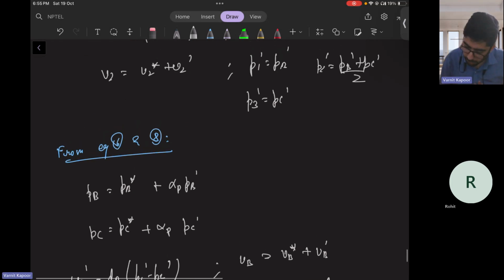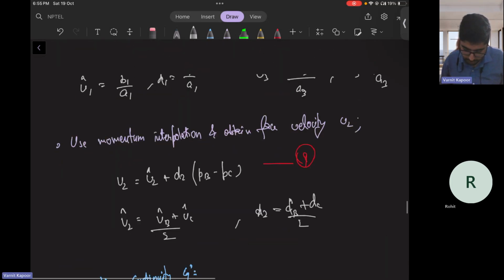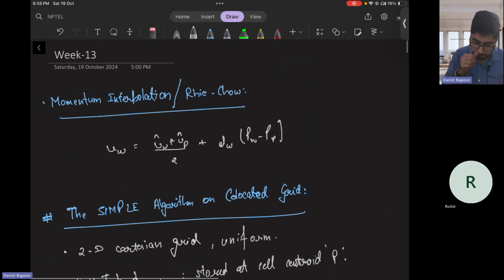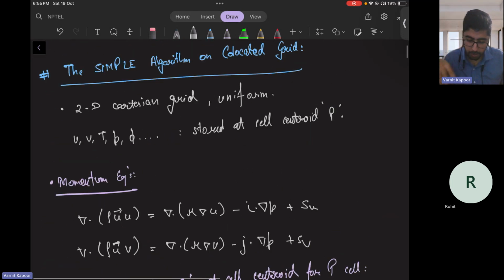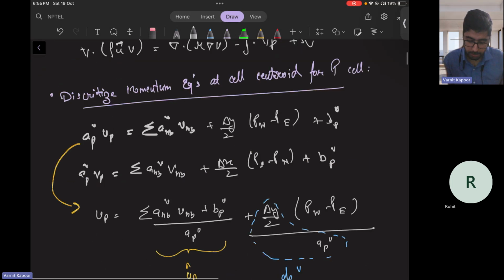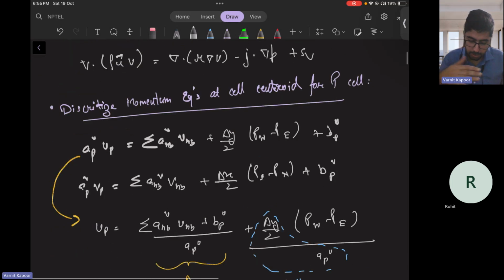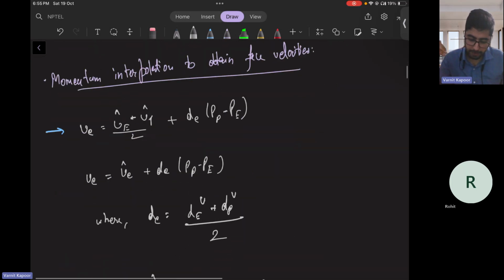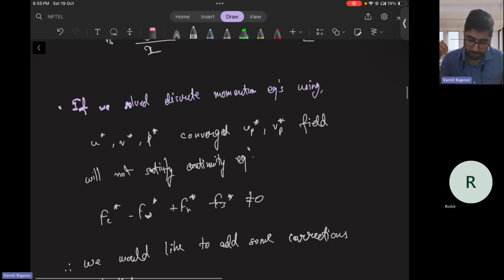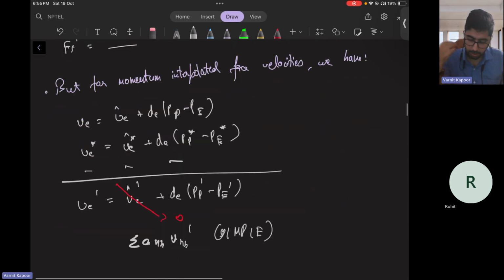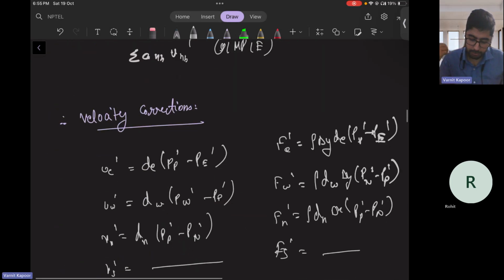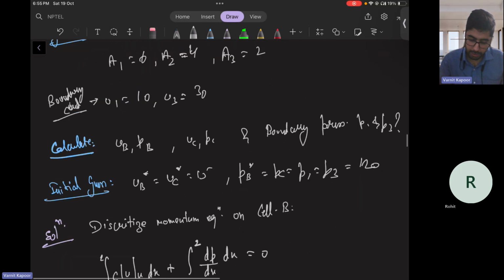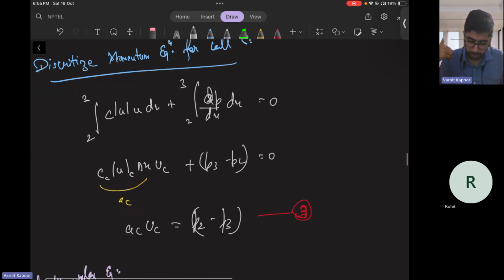So this is all from my side. We discussed today, starting from the Rhie-Chow momentum interpolation, how we apply the SIMPLE algorithm on the collocated grid. These are the momentum equations, discretized at cell center P. Then momentum interpolation to obtain face velocities. From the momentum interpolated velocity, we get the velocity corrections. We substituted them back. Then we did a question on that, and this question was quite lengthy, I know that.